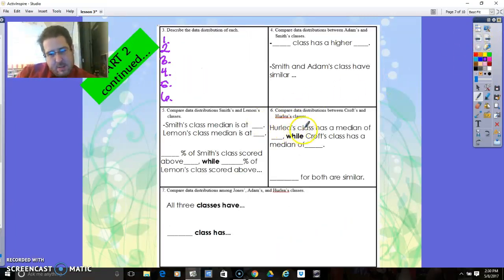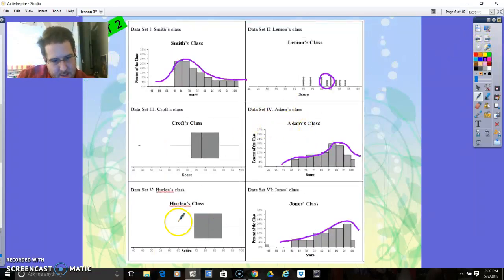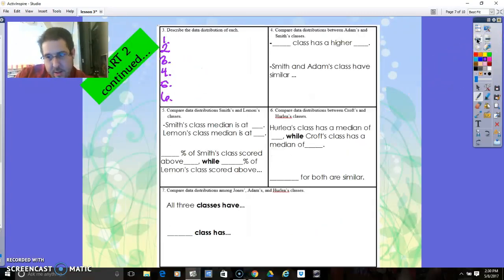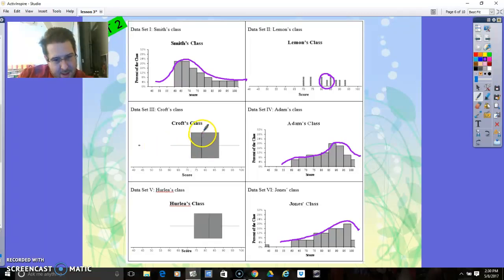Question number 6. Hurlia's class has a median of blank, while Croft's class has a median of blank. Okay, so we're looking at Hurlia's and Croft's. All right, Hurlia's is right here. A median, well, it's a box plot, so we know this line right here is the median, and that's going to be about 82. And the other class was Croft's, and Croft's median is at about 77.